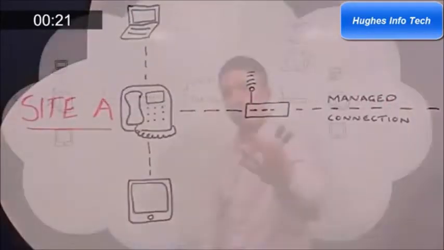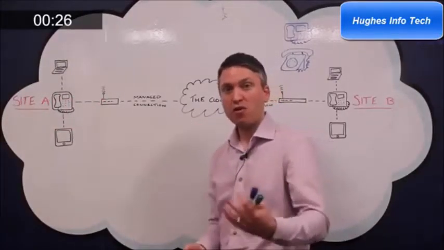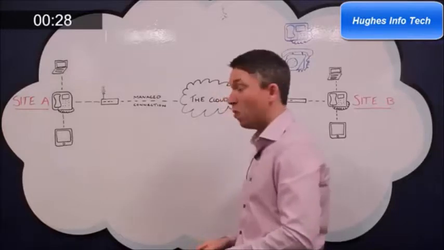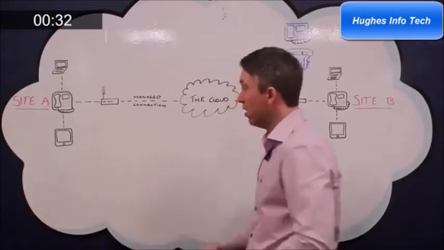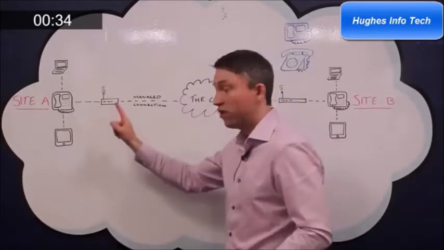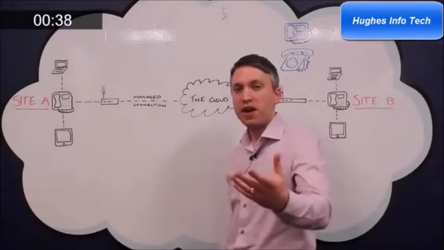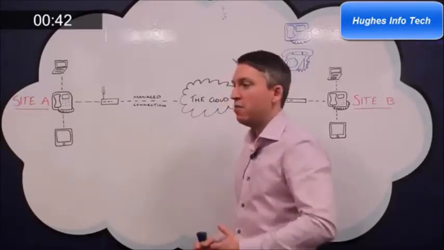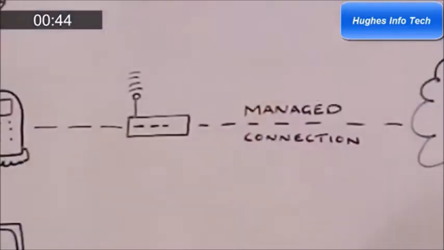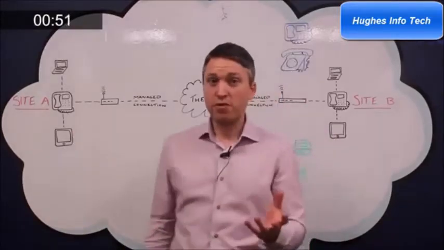Now with a traditional phone system, the data behind your voice is carried over an analog line. With business VoIP, it's carried over a data connection, critically through a router and onto a managed connection. And that managed connection can be any type of data connection. It can be ADSL, business broadband to you and I, fibre to the cabinet, or Ethernet. So your voice is carried along this managed data connection and into the cloud.